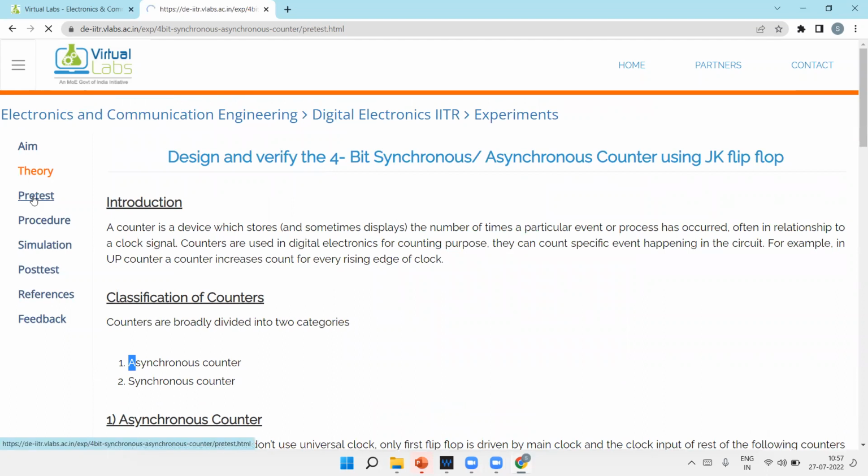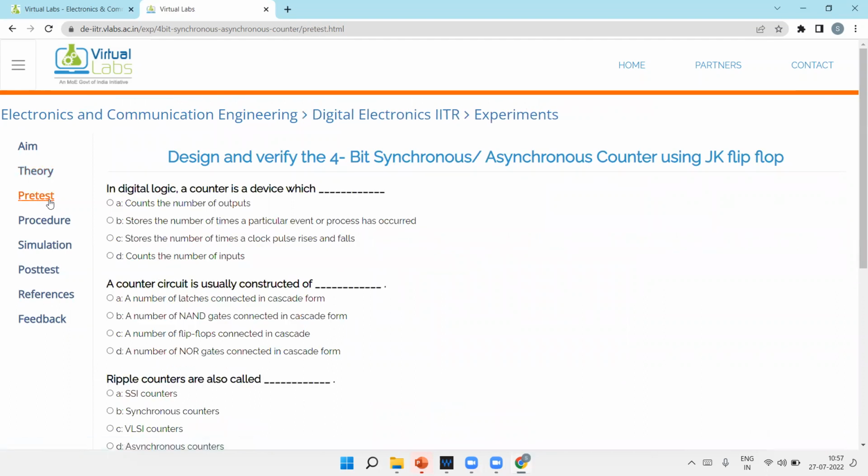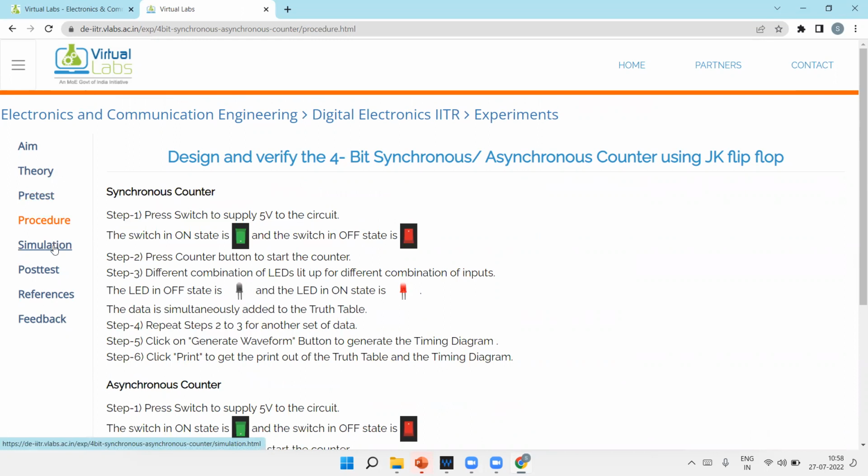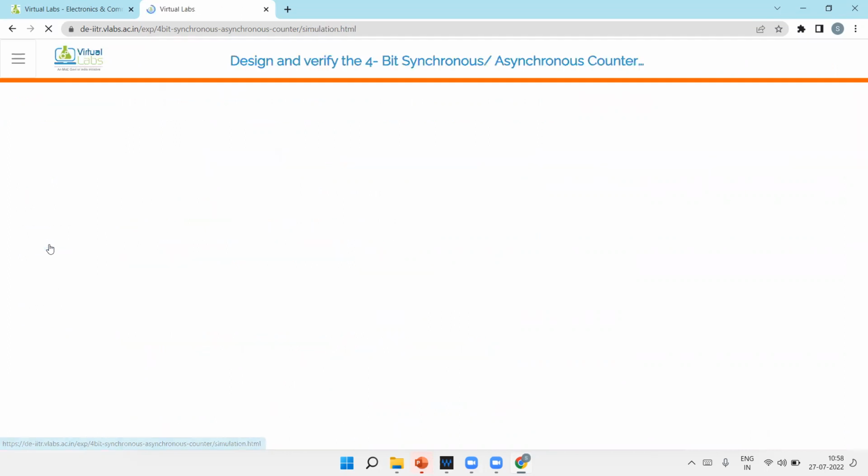Okay, this is a pre-test, like pre-test MCQ, to check your knowledge. Then the procedure; I'll explain directly the simulation. The post-test means you can check how much you have learned after doing this experiment. Okay, so we'll do the simulation.